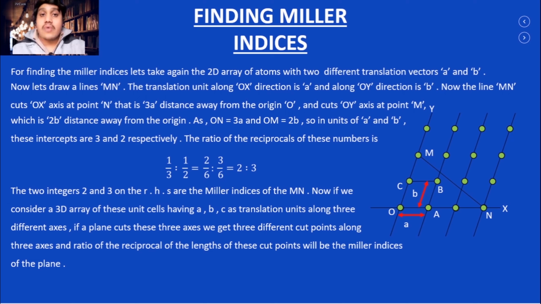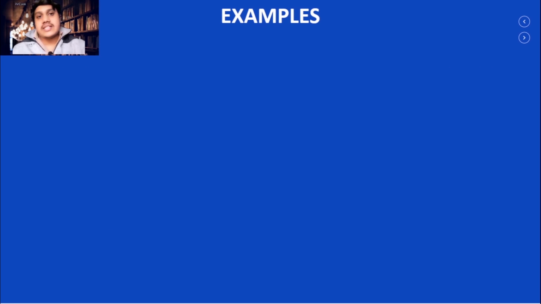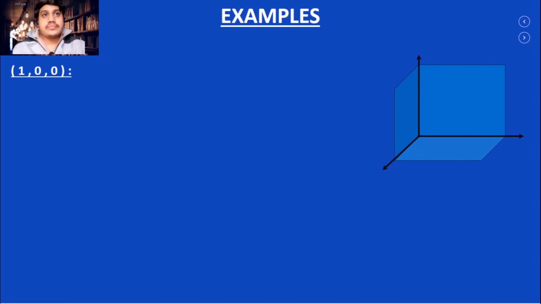So now as we understand how we can find the Miller indices of any kind of plane, let's get into some examples. Here I am going to tell you what the Miller indices of a plane are, and then we are going to find which plane suggests those Miller indices. So first case, let's take the Miller indices 1, 0, 0.